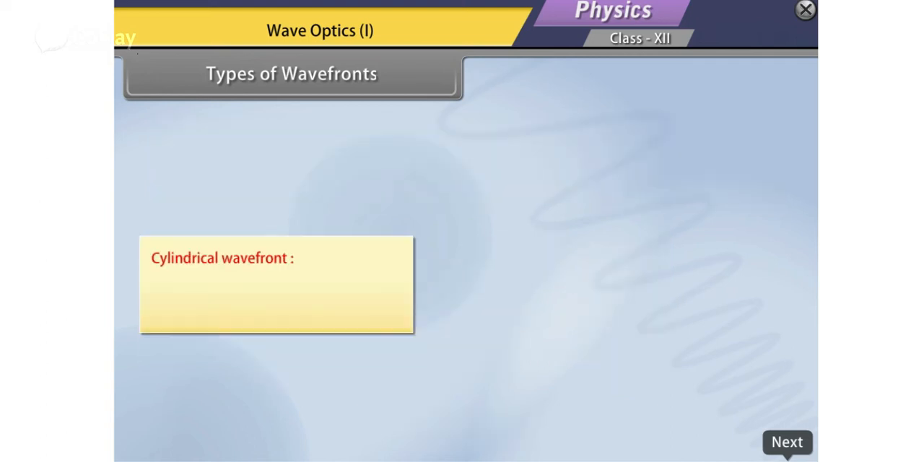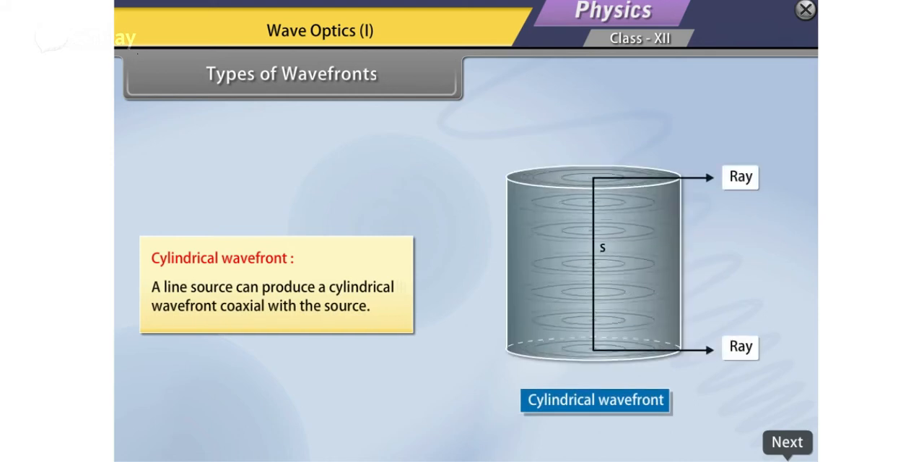Cylindrical wavefront. A line source can produce a cylindrical wavefront coaxial with the source.